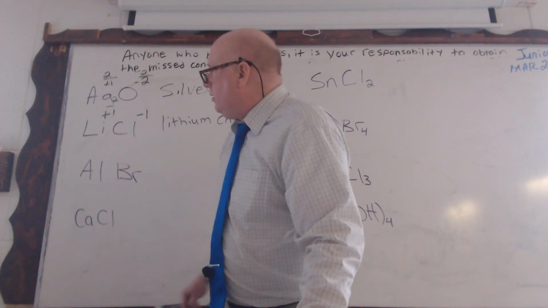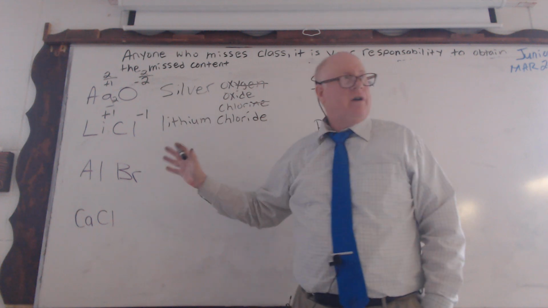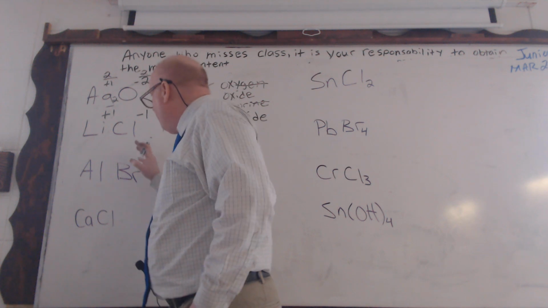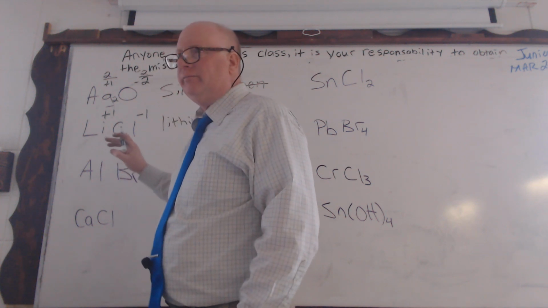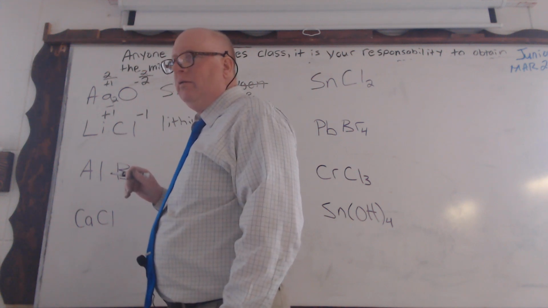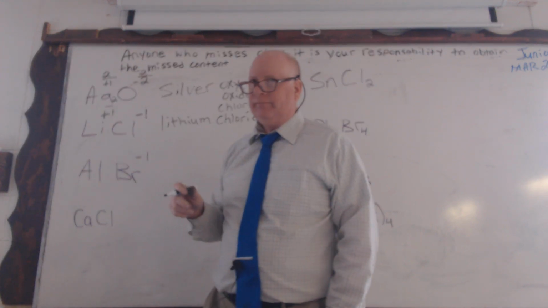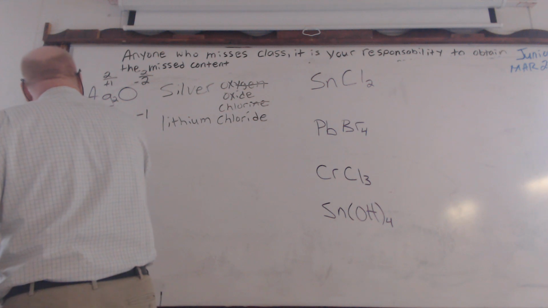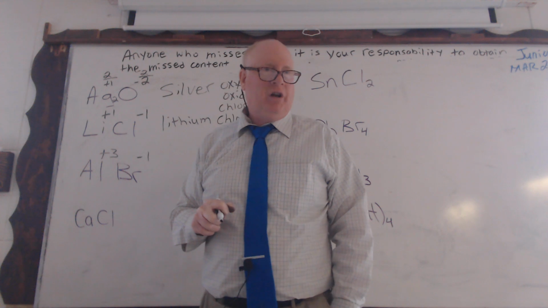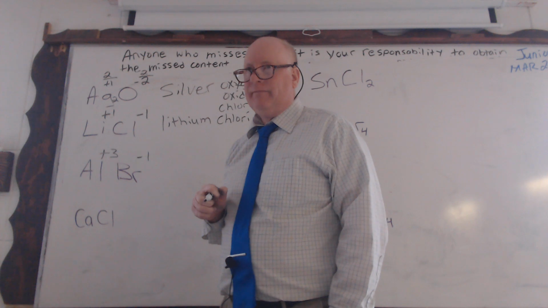Okay, so as we continue, my suggestion is to always start with your negative ion. So what does bromine have for a charge? -1. What does aluminum have for a charge? +3. Does this add up to 0? No. So what would your least common multiple for this be? 1? No, that's the least common factor. 3. It would be 3.